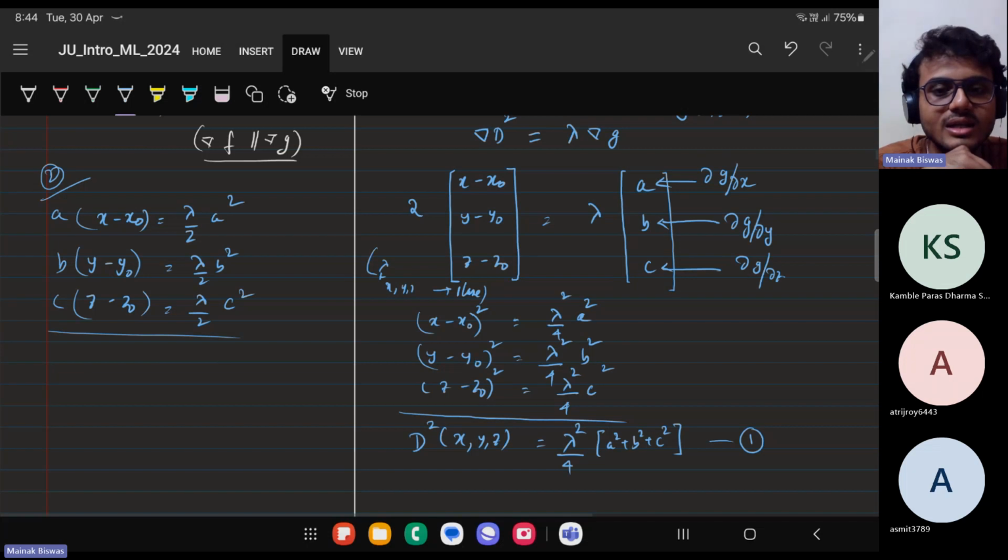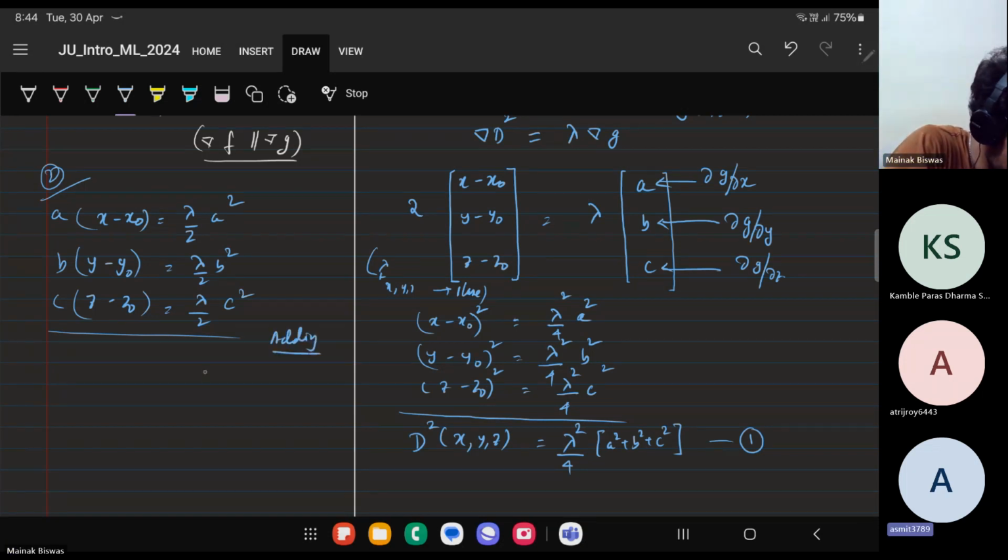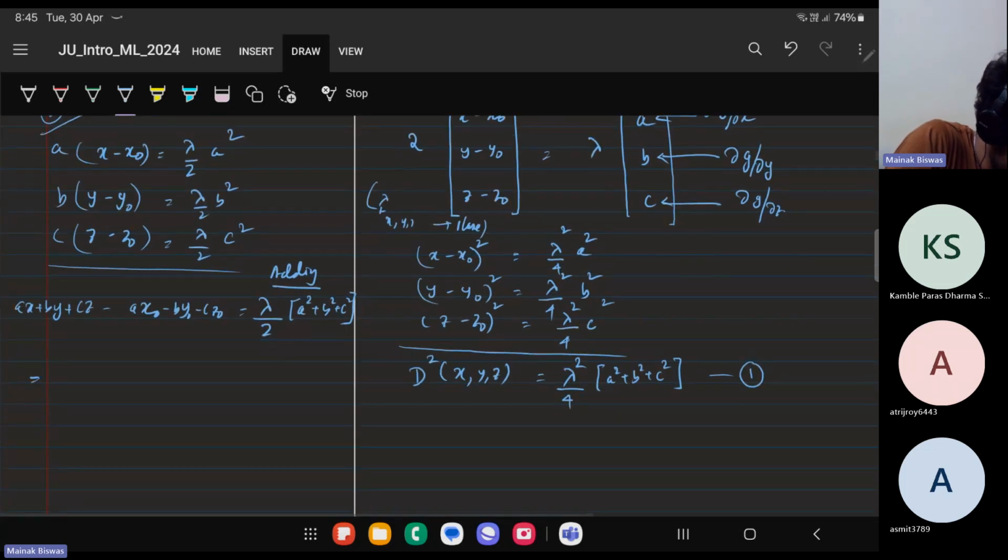So you will get the d squared directly now. This is why I'm telling. However, adding, the left hand side would be d minus ax naught minus by naught minus cz naught, equal to d square. No, sorry, lambda by 2 into a square plus b square plus c square. So I'll get this ax naught minus by naught minus cz naught, and I'll get this as lambda by 2.